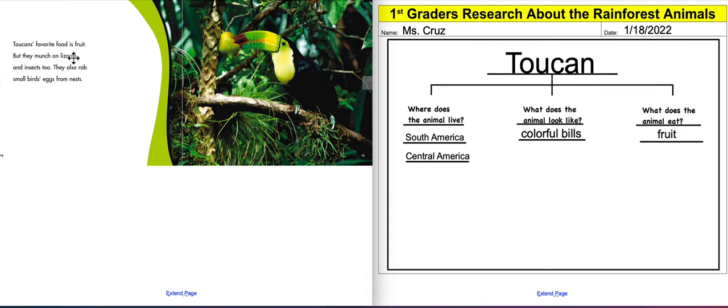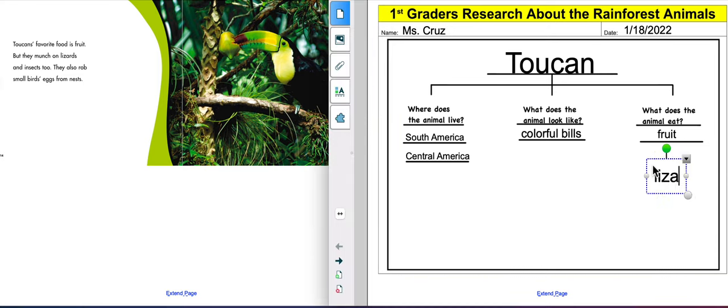Toucan's favorite food is fruit. Interesting, but they munch on lizards and insects too. They also rob small birds' eggs from nests. Oh, I got a lot of information there. So they eat lizards.